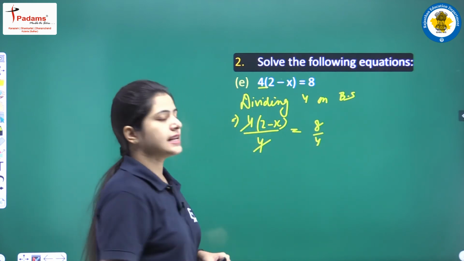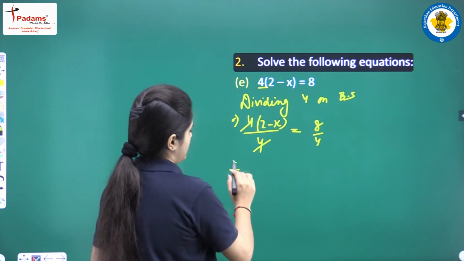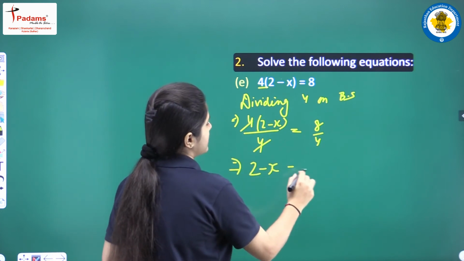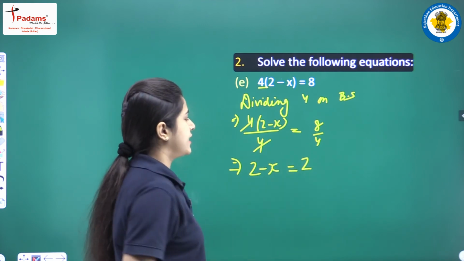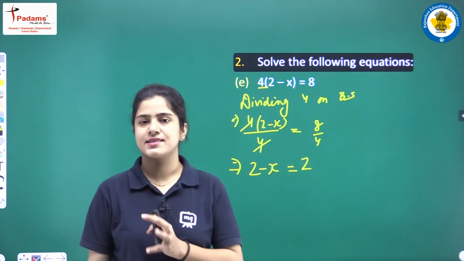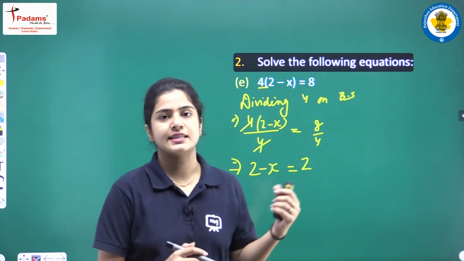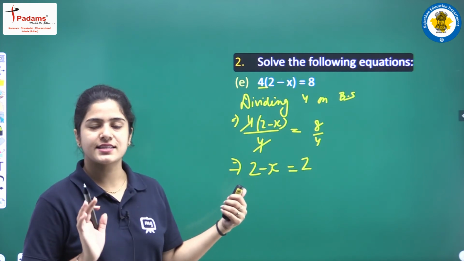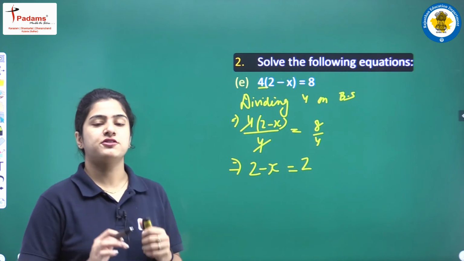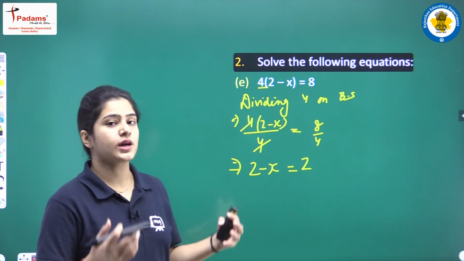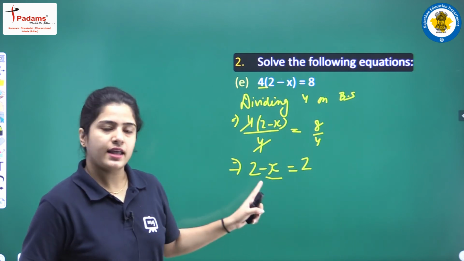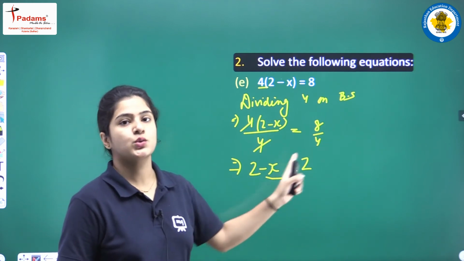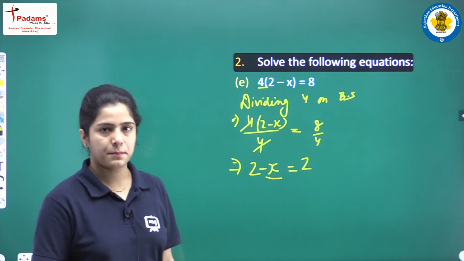4 and 4 will cancel out each other. What is left? 2 minus x is left. 8 upon 4 is 2. Now have a look, this is 2 minus x is equal to 2. Firstly, this x is negative. So to solve the equation, we will take x to the right hand side, and if we are transposing this x to the right hand side, it will become plus x.